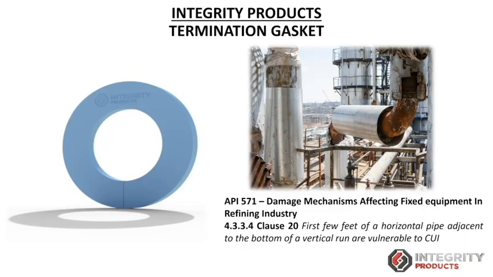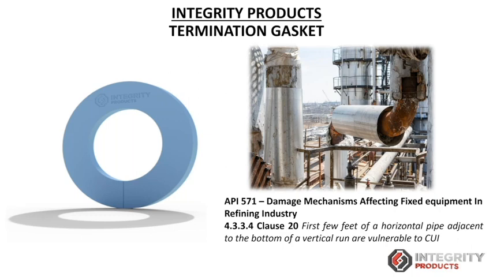Another product we are offering is the termination gasket. Quickly recalling API 571, it talks about the locations vulnerable to CUI. It says the first few feet of a horizontal pipe adjacent to the bottom of a vertical run are vulnerable to CUI. So basically, horizontal pipe next to the vertical pipe is a location of CUI. Why is that a vulnerable location? Because of the effect of gravity.